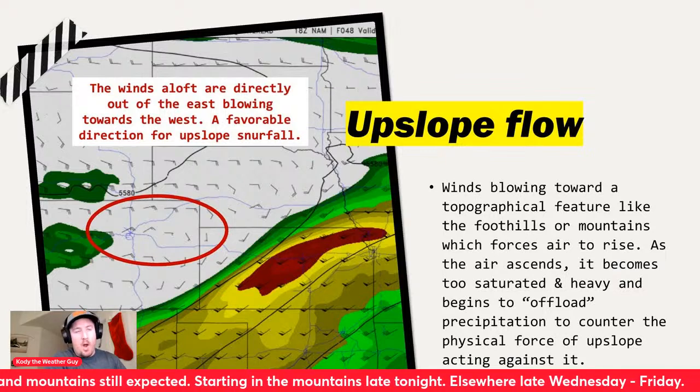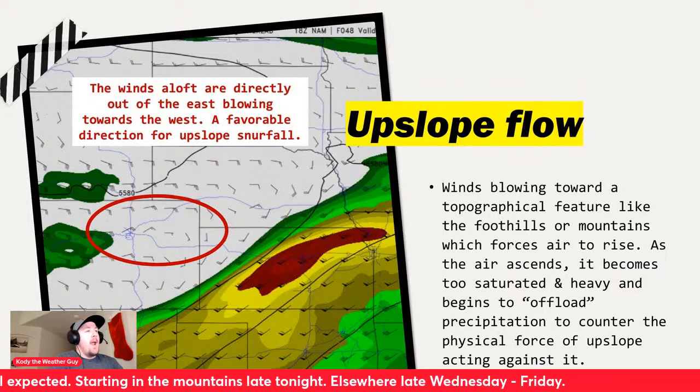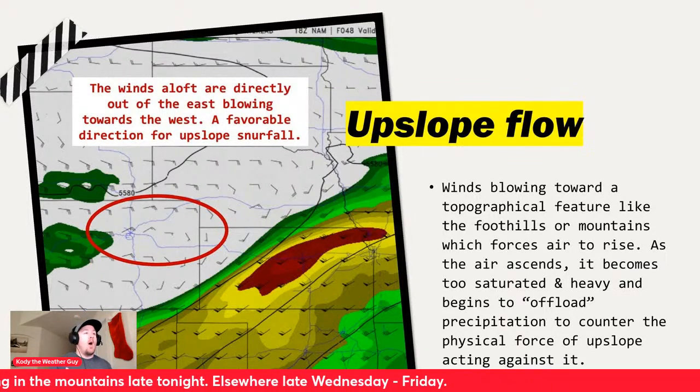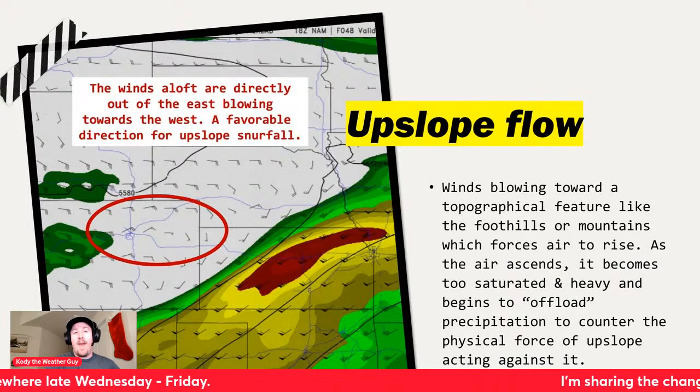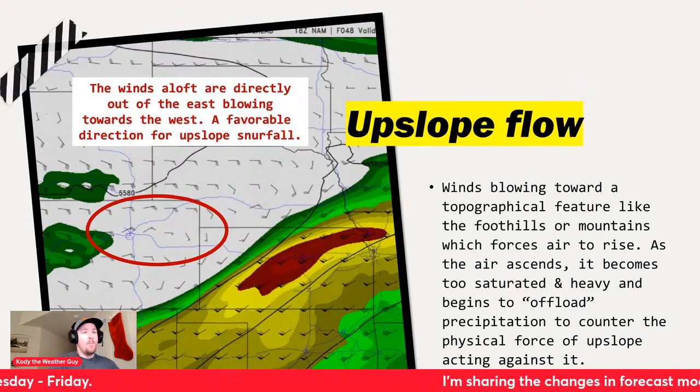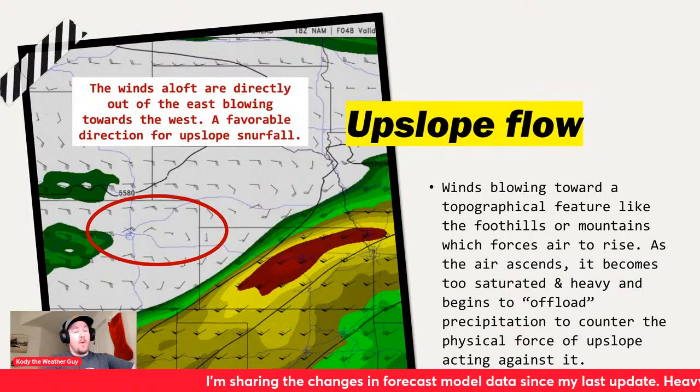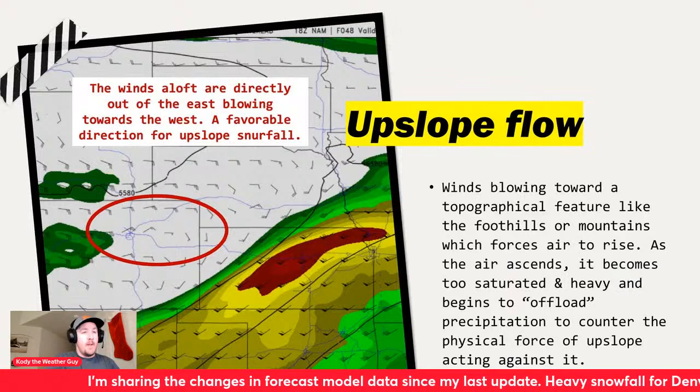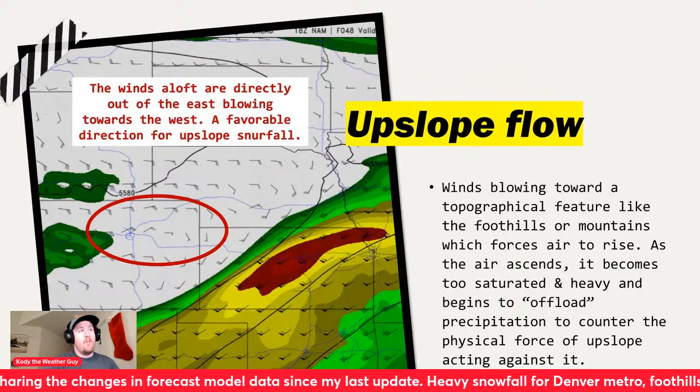I wish I had that problem. And it becomes too heavy, and then it offloads that precipitation to counter the physical forces of the upslope acting against it. So you get enhanced precipitation rates along the I-25 corridor and getting into the foothills because of this upslope flow.